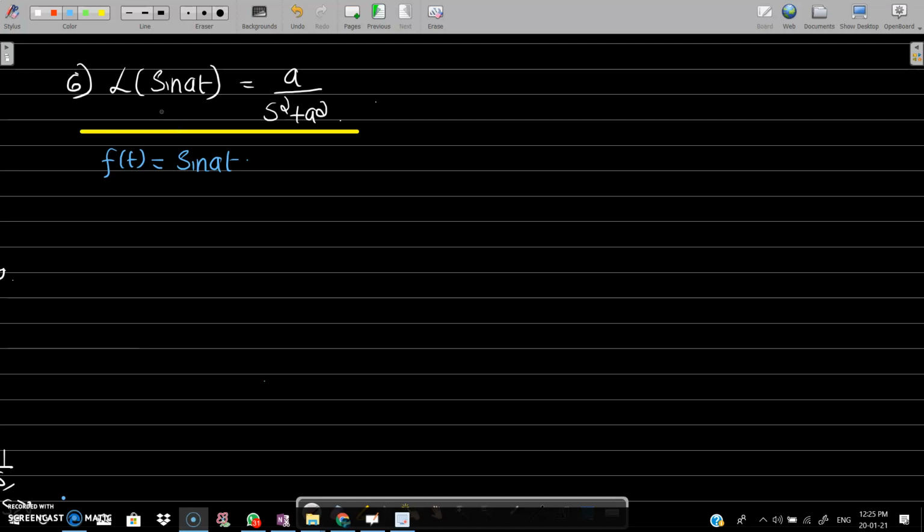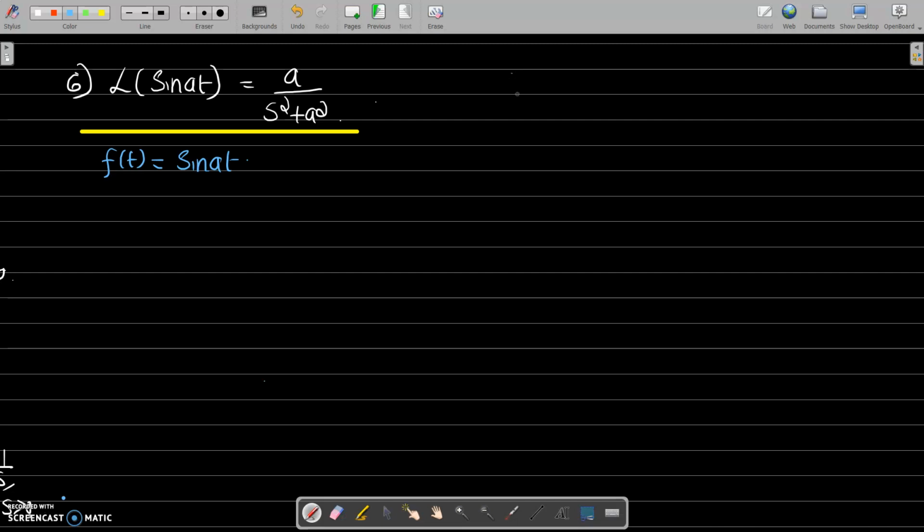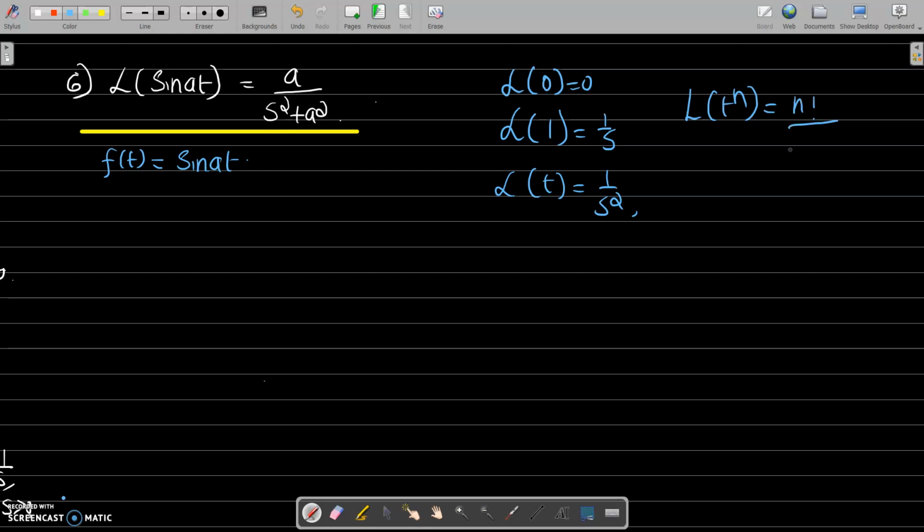Hi, welcome to this session, the new session lecture 2. In the previous class, we have studied mainly 5 important Laplace transformations. Laplace transform of 0 is equal to 0. Laplace transform of 1 is equal to 1 by s. Laplace transform of t is equal to 1 by s square. Laplace transform of t raised to n is equal to n factorial divided by s raised to n plus 1.